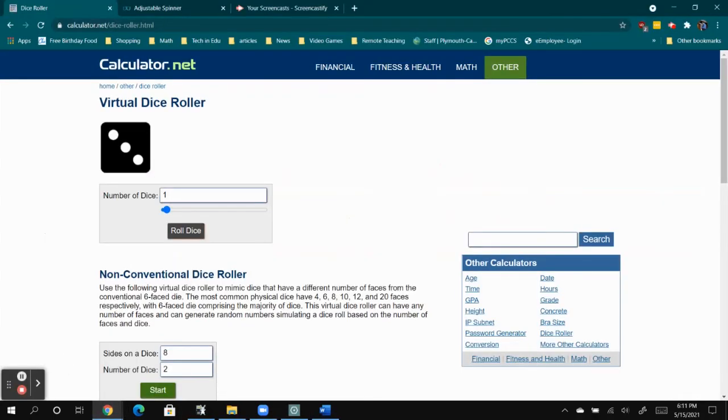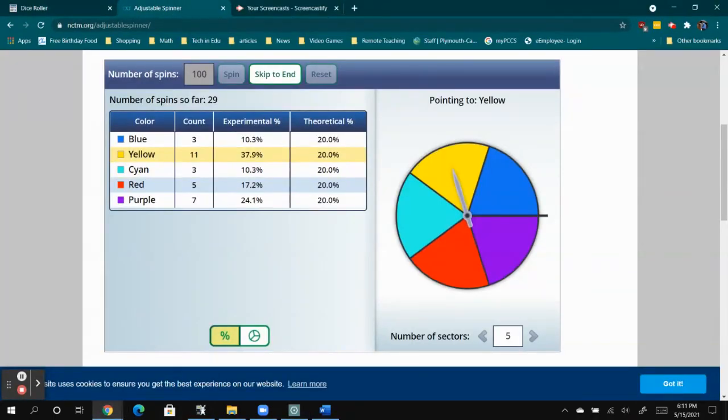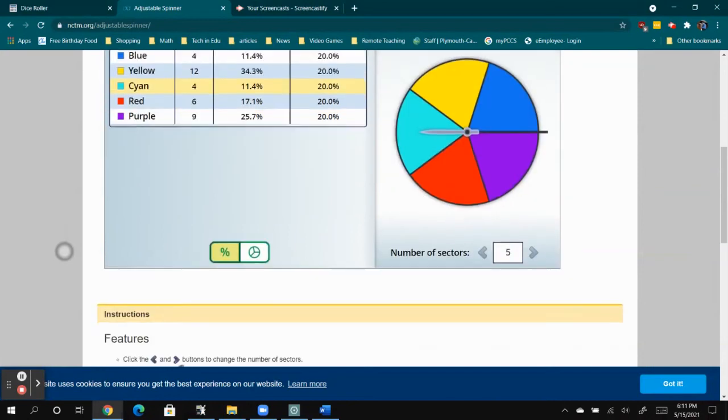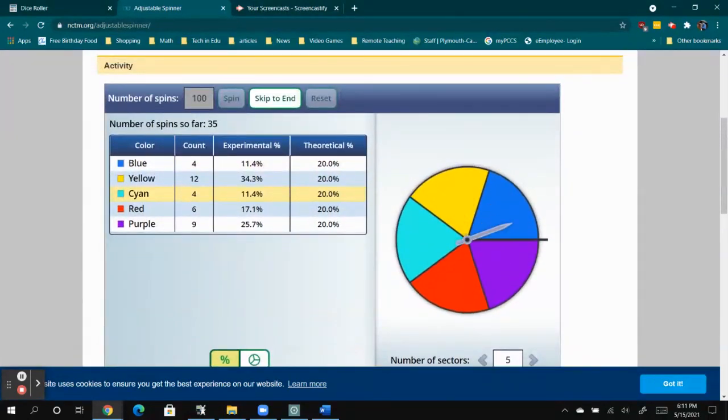Let's check in on the spinner. Okay, so it's done 30 spins so far, and you see that the experimental probability, a couple of them are hovering around 20%, but cyan here is all the way down at 10%, and yellow is up to 36%. So if this kept going, we would eventually get to around 20% for each of them.